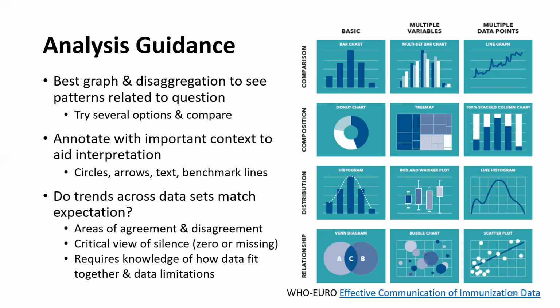You may want to annotate with important context to aid interpretation. So think about adding circles or arrows, maybe text boxes or benchmark lines. And again, we'll have some really great examples here in a bit on that. And then, do the trends across data sets match what the expectation is? So there's thinking about areas of agreement and disagreement, taking a critical view of silence, like zero or missing data, which requires knowledge of how the data fit together and the data limitations.